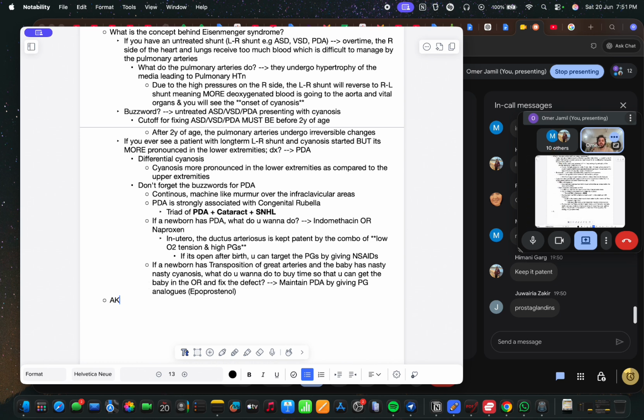Then AKI plus blue toe plus lacy rash over the lower extremity.